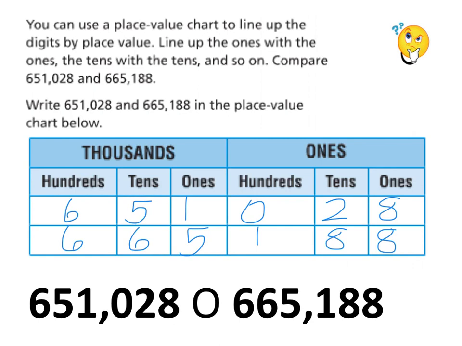As I compare these numbers, I notice that the largest digit is the same. So then I need to look at the 10 thousands. This number has a 6. I don't need to look any further. That means that this digit is larger. So the number to the left is less than the number to the right. So I'm going to use a less than symbol.